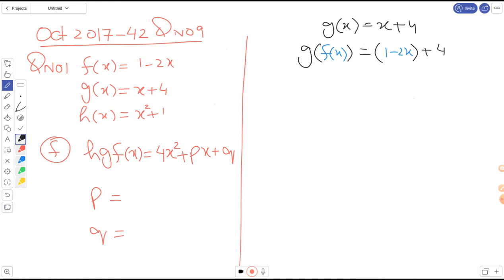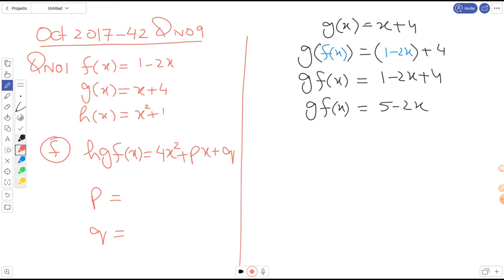Now I can complete it. Okay, so g f of x is equals to 1 minus 2x plus 4, and 4 and plus 1 give you 5 minus 2x. So this is my first part. Half the question is over, and I write the word "again" here because I have to do the same process once again. So let's see what happens.